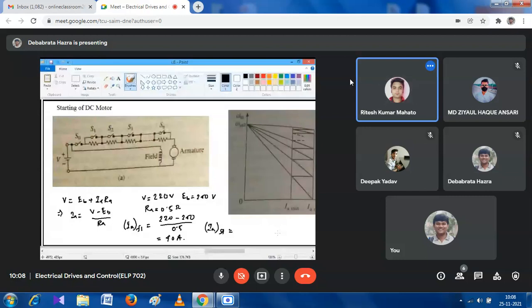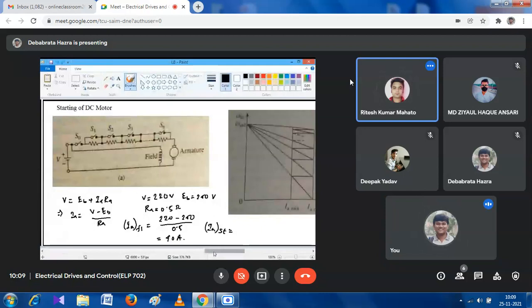At the time of starting, it will be high as compared to full load. And how much? 2 to 3 times. Okay, let's see how much it is. So tell me first, at the time of starting, what is the value of EB?